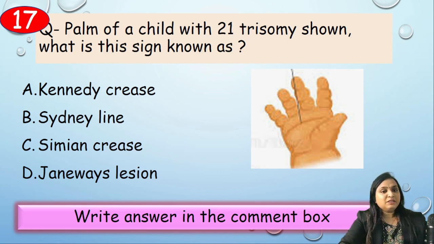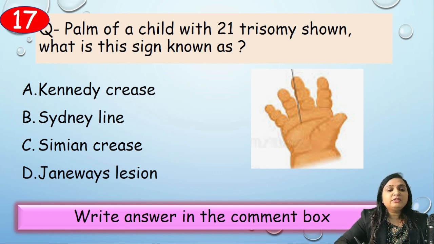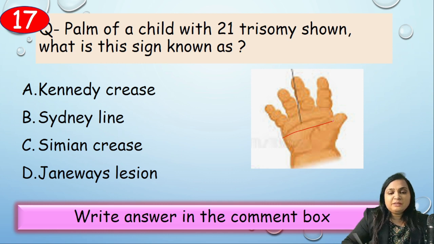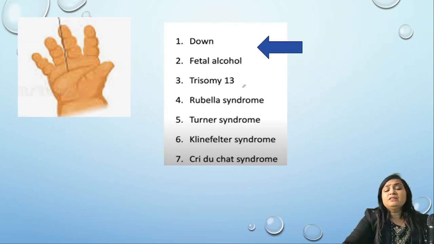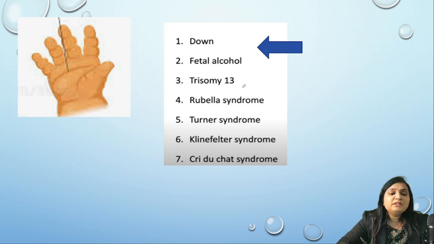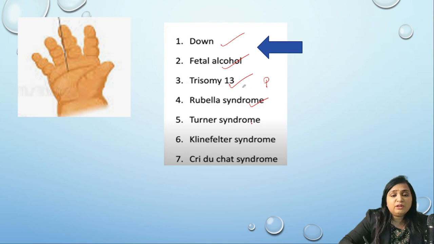So the next question is, the palm of the child with trisomy 21 is shown, what is this sign known as? This is a very simple question. If you see a single line running in the center of the palm, it is called a Simian crease. What are the conditions in which we can have a Simian crease? It could be a part of Down syndrome, fetal alcohol syndrome, trisomy 13, that is Patau syndrome, congenital rubella syndrome, Turner syndrome, Klinefelter syndrome as well as Cri-du-chat syndrome.